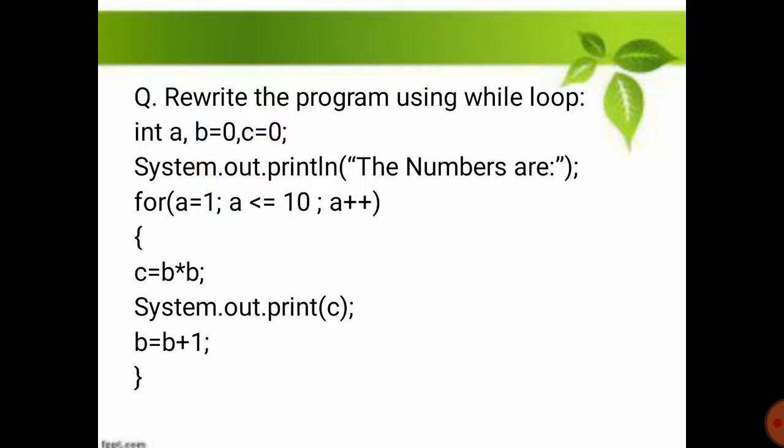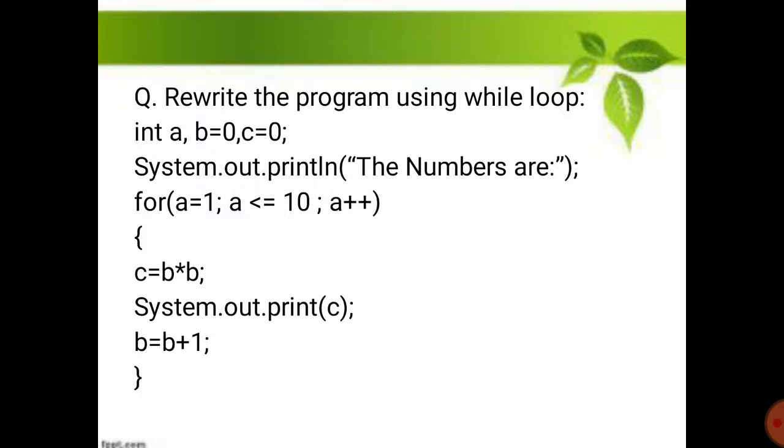In the for loop, the variable a is initialized by 1, then the test condition is a is less than or equal to 10, and each time a is increased by 1. Within the body of the loop, it is written c is equal to b into b, then it prints the value of c, System.out.print(c), and each time b is equal to b plus 1 increases the value. The difference between for and while loop is that the initialization part in a while loop is before the loop and the updation is inside the block of the loop.